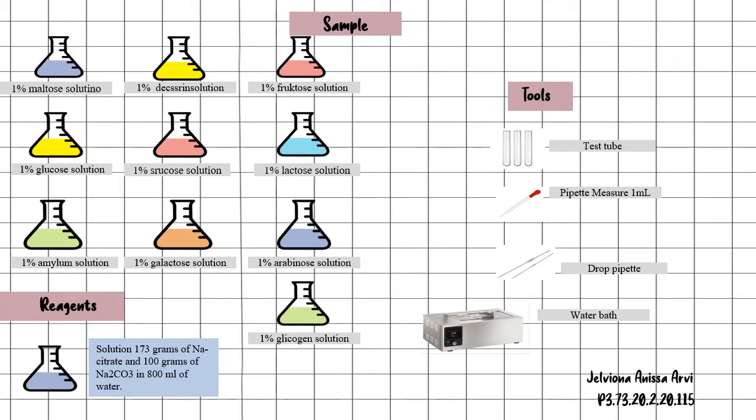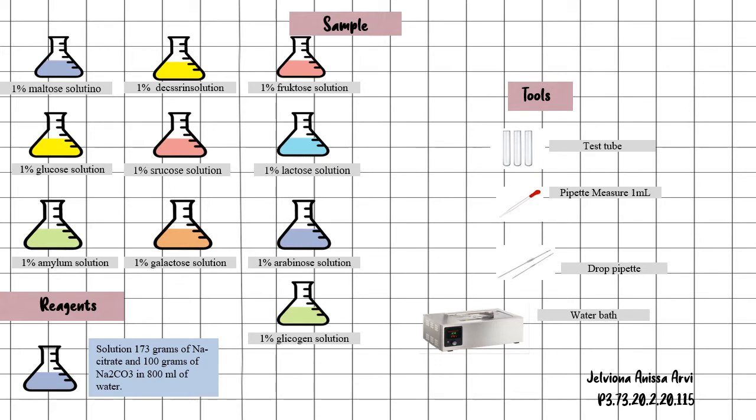We need 10 samples. There is maltose, dextrin, fructose, glucose, sucrose, lactose, amylum, galactose, arabinose, and glycogen solution, 1% for each solution. And reagent Benedict reaction: 173 grams of sodium citrate and 100 grams of Na2CO3 in 800 ml of water.